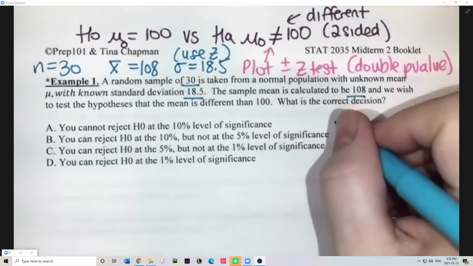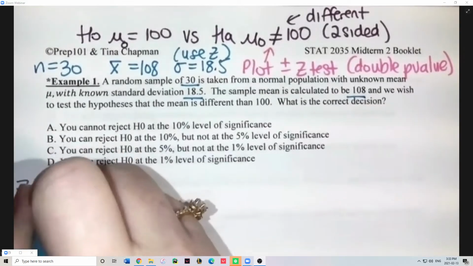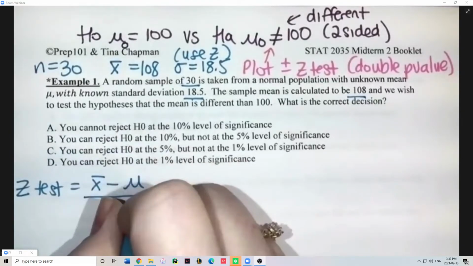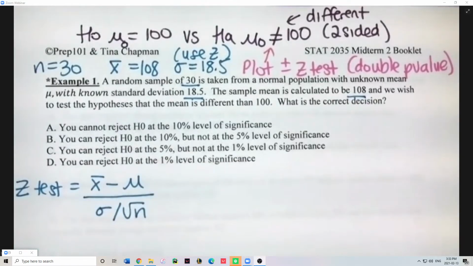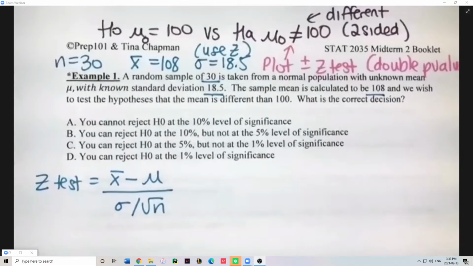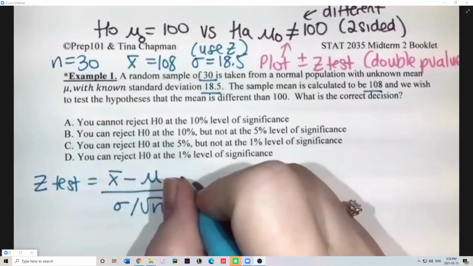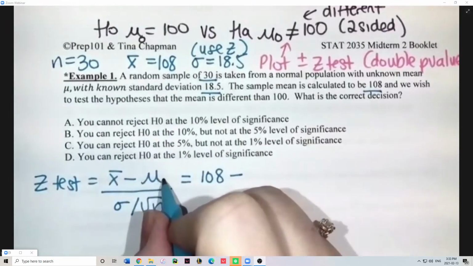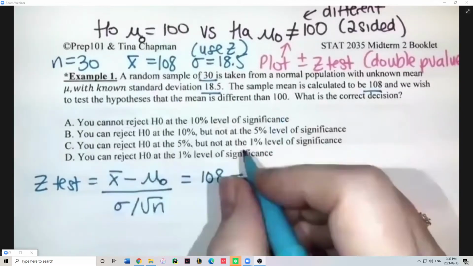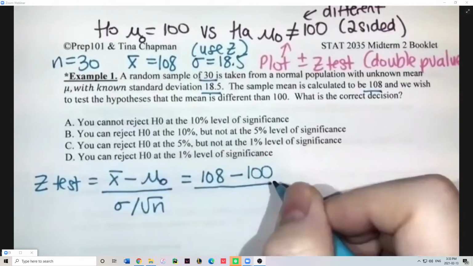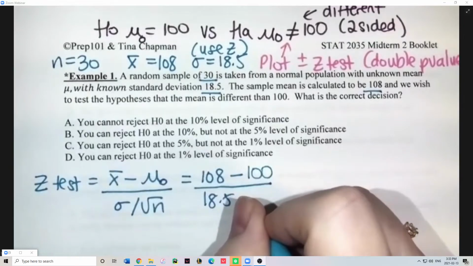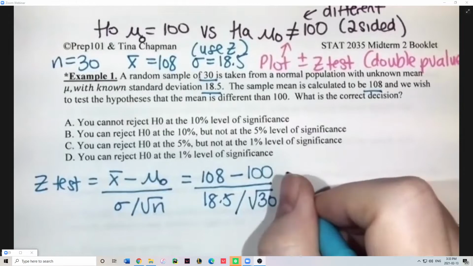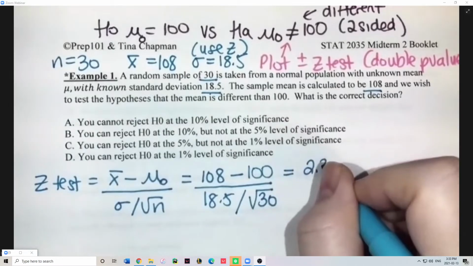Okay, so our Z test formula is the same formula that we used for sampling distribution. So it's X bar minus mu all over sigma over root n. So x bar is 108 minus mu, or this can be mu naught. The mean is 100 all over sigma 18.5 over root n, which was 30. So that's 2.37.